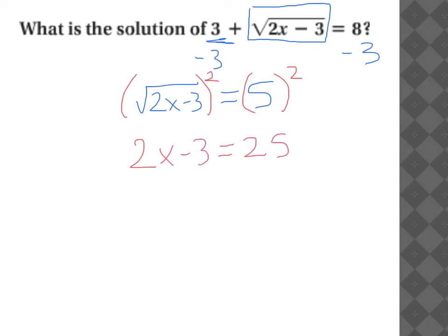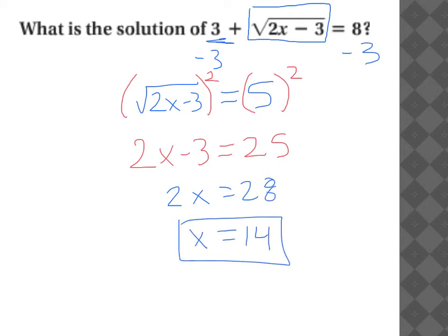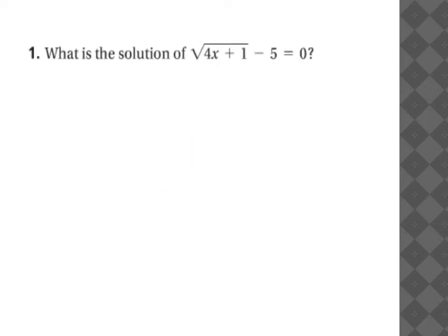And then once we get rid of that root, it's solving like normal. So I'm going to add 3, 2x is equal to 28, divide by 2, and x is going to be equal to 14, and that's going to be my final answer. Right now I want you to pause the video. Yes, pause the video and attempt this problem all by yourself.